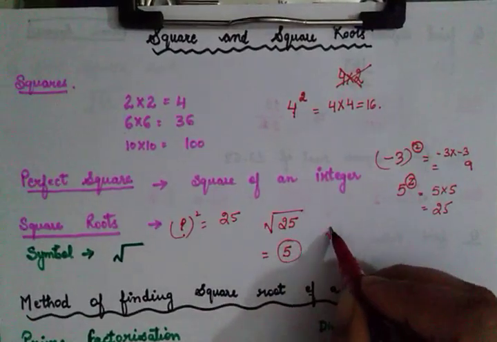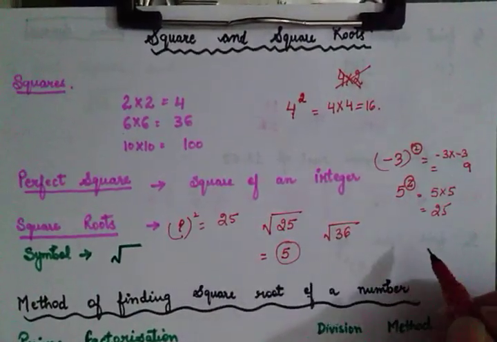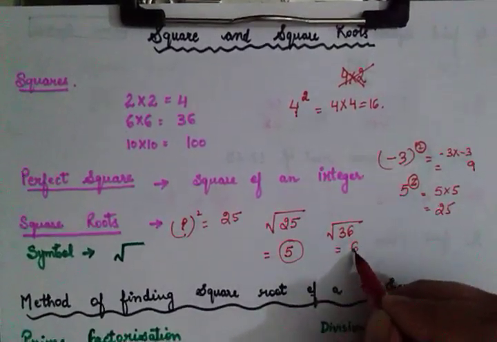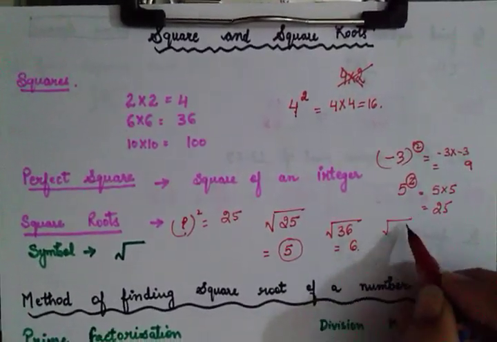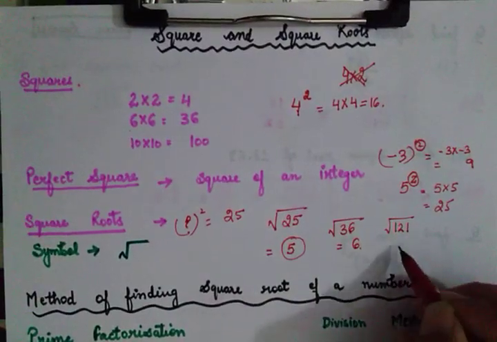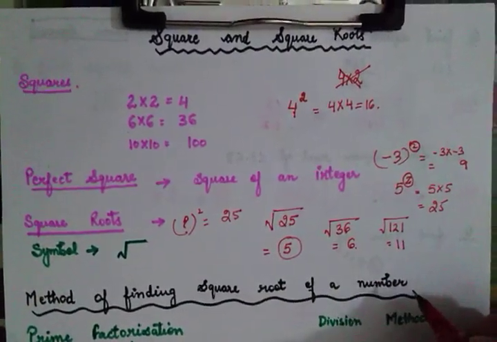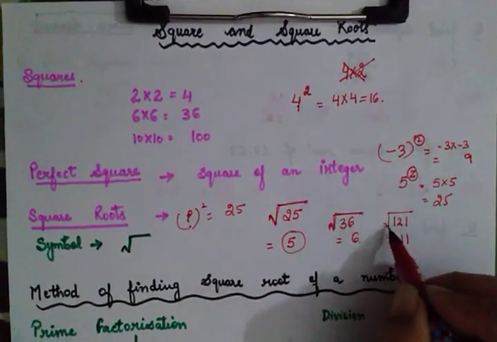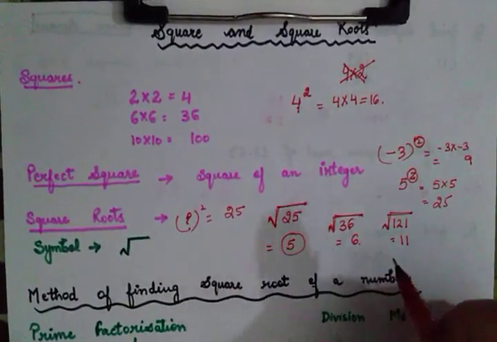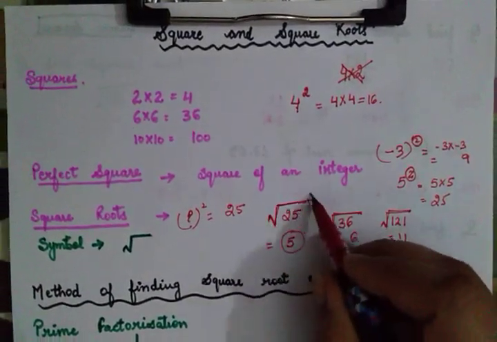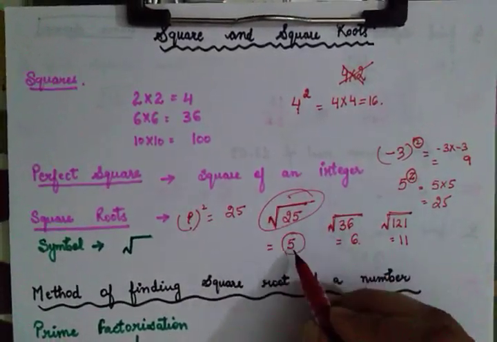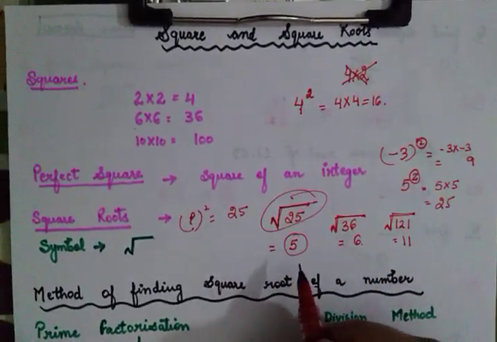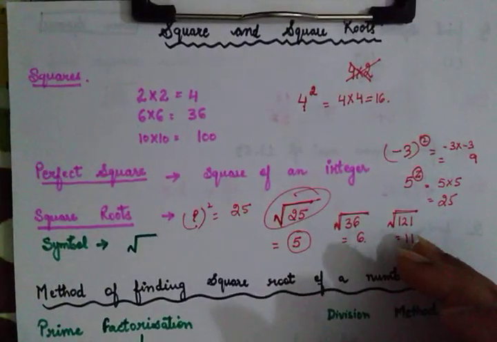If a question comes, what is the square root of 36? That means 36 is the square of which number? So the answer is 6. Now it can be under root of 121. The answer will be 11. I hope you have understood the meaning of this symbol, square root. And also remember one thing: once we have solved the question, don't put this symbol again in the answer. The answer will be simple, without any symbol. I hope this much is clear to you.